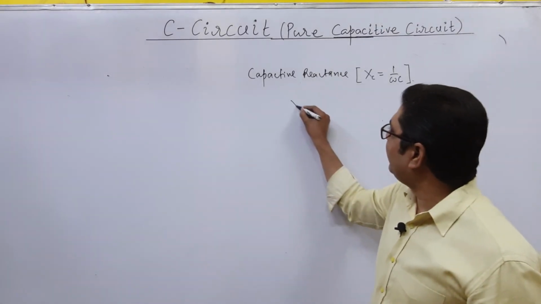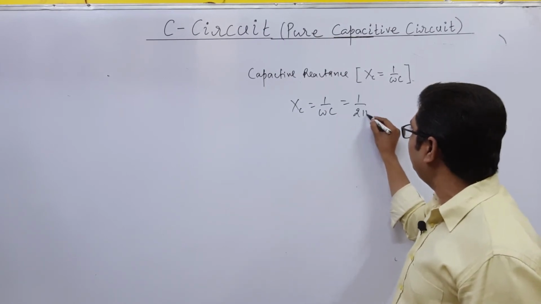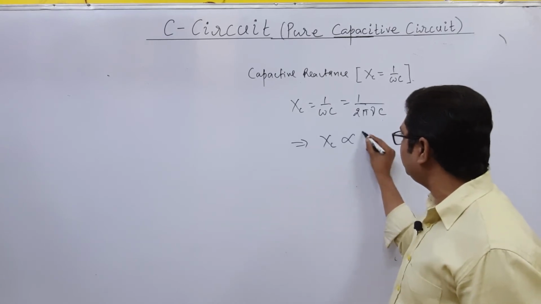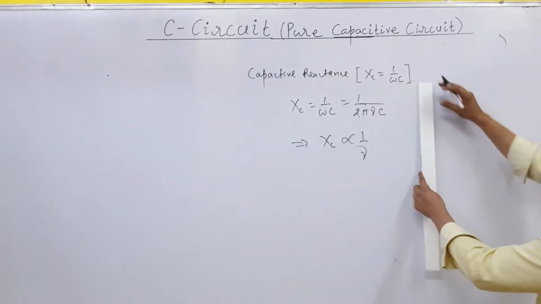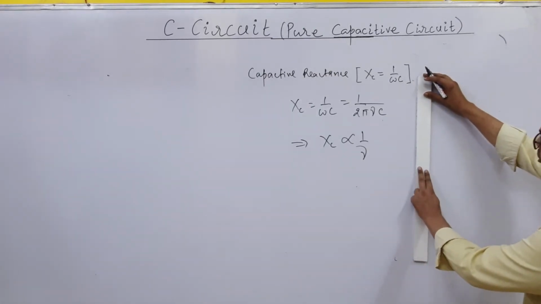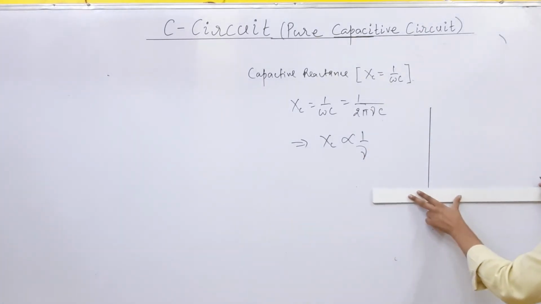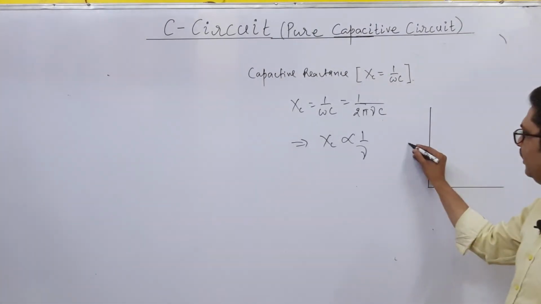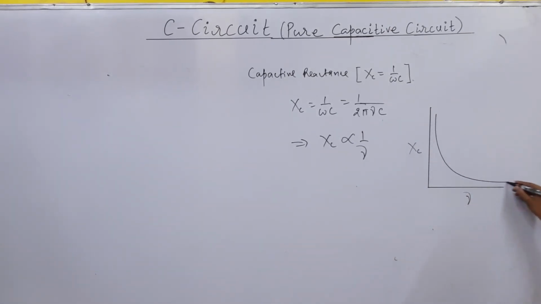Now here you have Xc equals 1 by omega c, so it is 1 by 2 pi nu c. This means that Xc is proportional to 1 by nu. So if you draw the Xc versus nu graph, first of all we take the y-axis, and then the x-axis. On the y-axis I am putting Xc, and here we are putting nu. Then the graph is a curve. This is the graph of Xc versus nu.